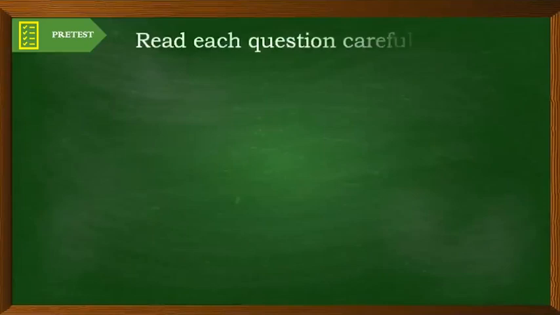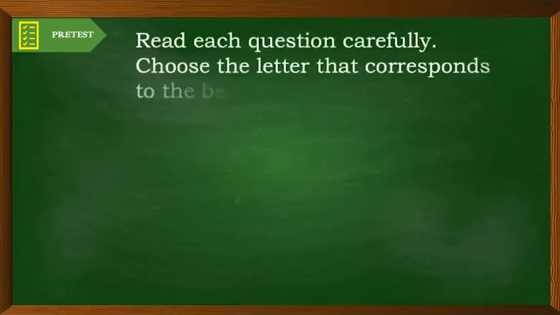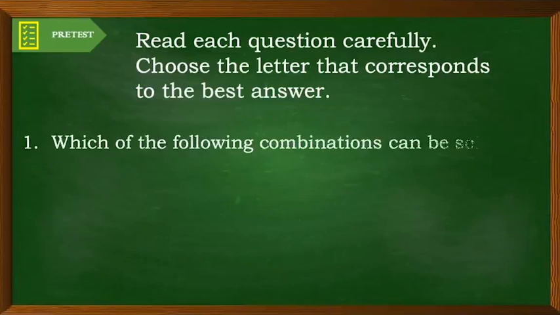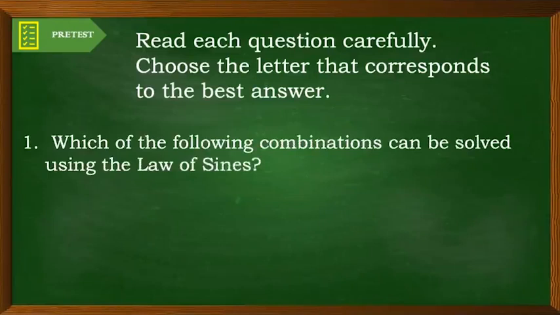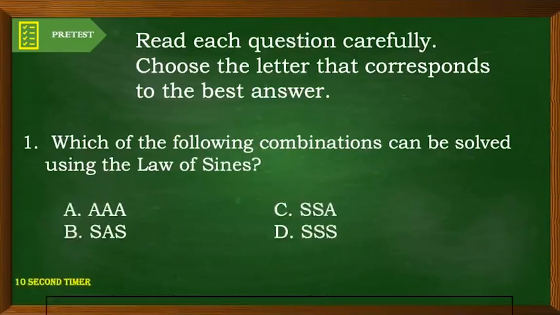To begin with, let's answer the pre-test. Read each question carefully. Choose the letter that corresponds to the best answer. You have 10 seconds to answer each question. Number 1. Which of the following combinations can be solved using the law of sines? A. AAA, B. SAS, C. SSA, or D. SSS?